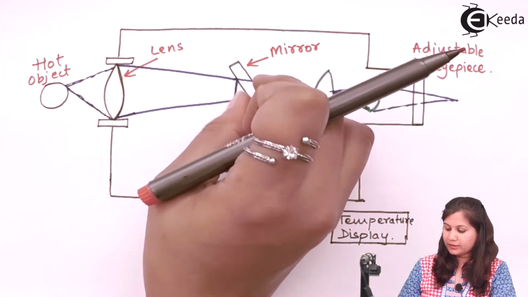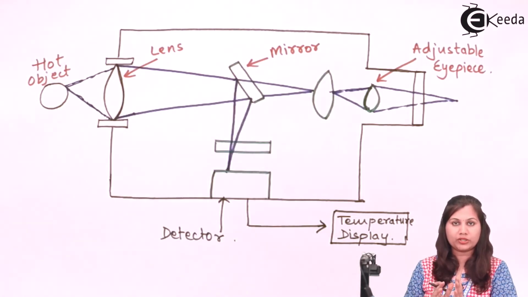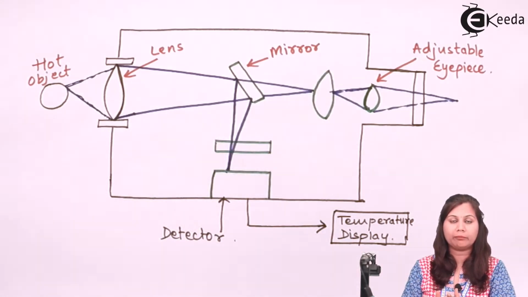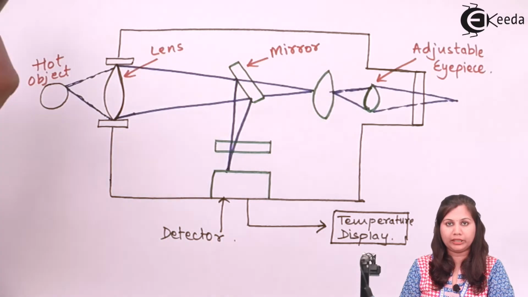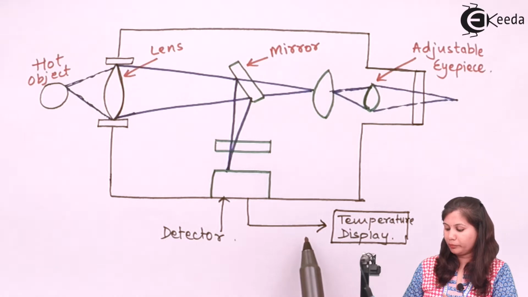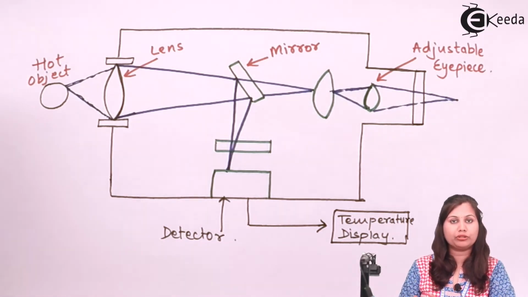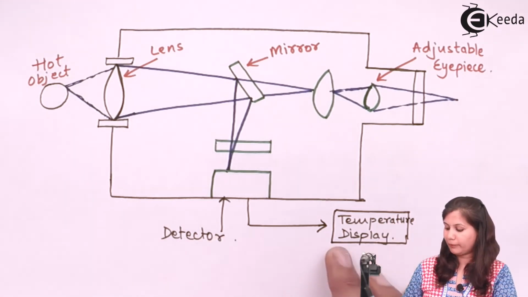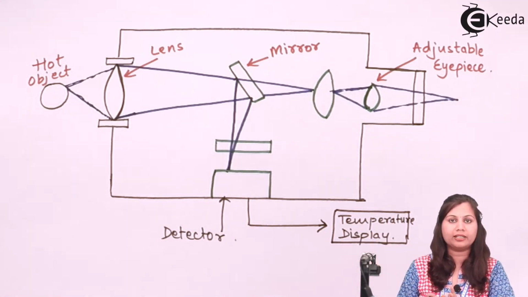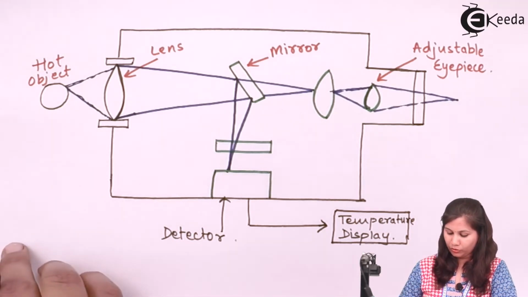Okay. Now the detector is going to detect these radiations and convert them into a suitable output level or output voltage, and that voltage is being used to measure the temperature. Means output voltage will be proportional to the temperature, and here on the temperature display we will get the direct reading of the temperature. Okay. So this was the construction or block diagram. Let's see its working.